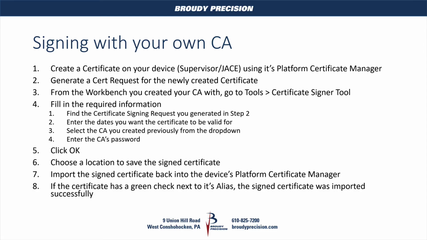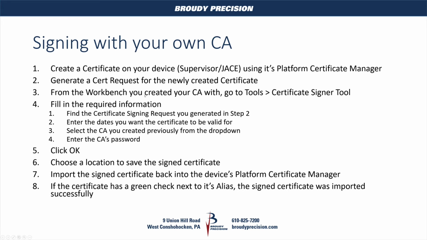All right, so we've created our CA in Niagara, and our next step is going to be signing with that CA. So in order to sign a certificate, we have to create one on the device that we want to sign for. So we'll do that here in step 1. We'll generate a certificate request like we did when we were signing with a third-party certificate.